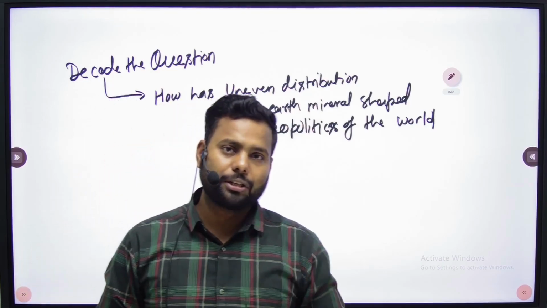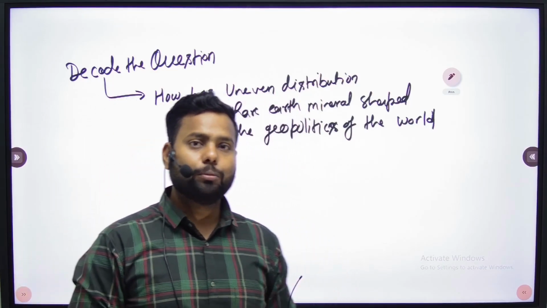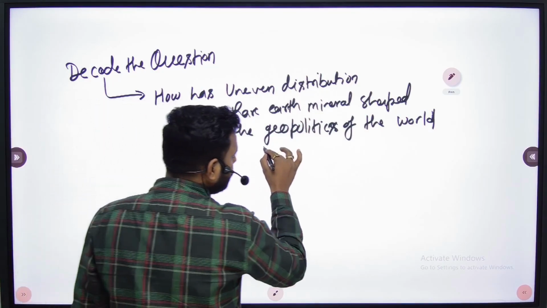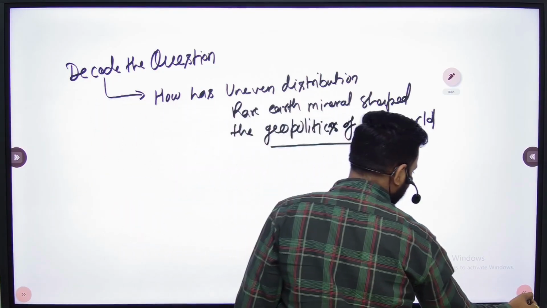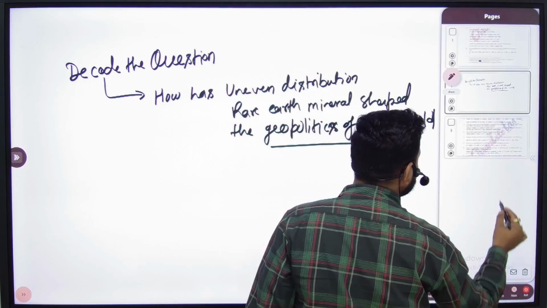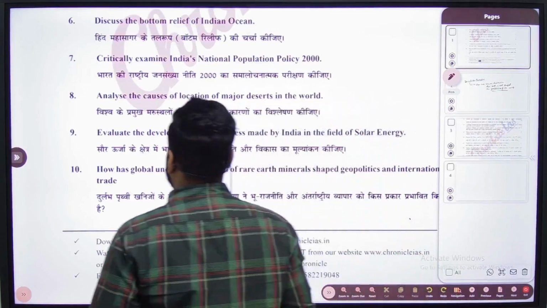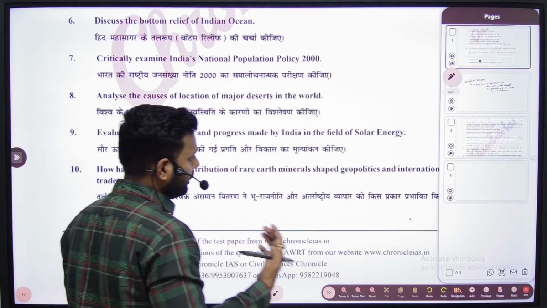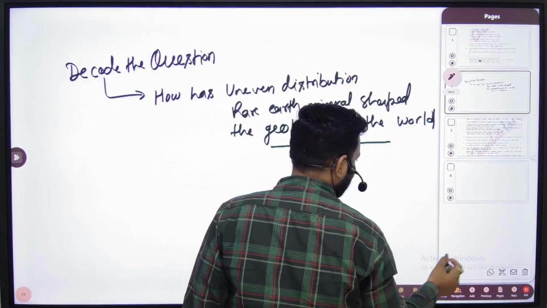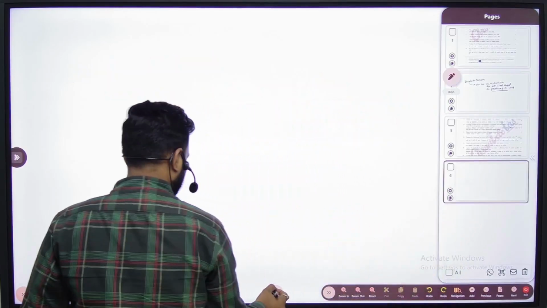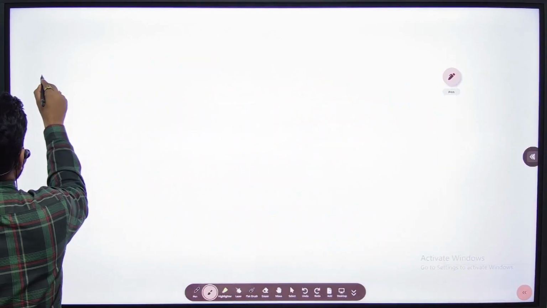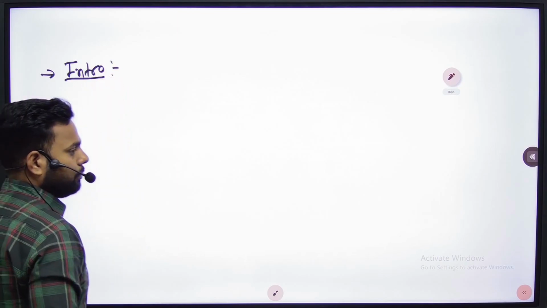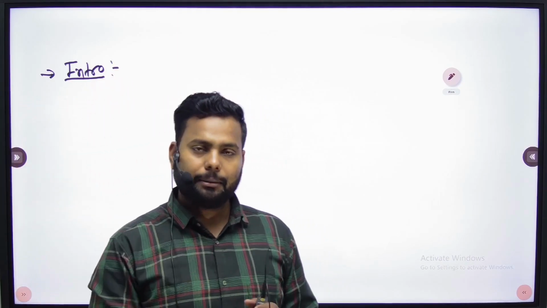है कि जो डिस्ट्रीब्यूशन है वो यूनानिमस नहीं है, होमोजीनस नहीं है. तो how has uneven distribution of rare earth minerals shaped the geopolitics of the world? Look at the question once again. How has global uneven distribution of rare earth minerals shaped the geopolitics and international trade? Okay, now in this question, how can you start? You can start with the general definition of rare earth mineral and some data putting.